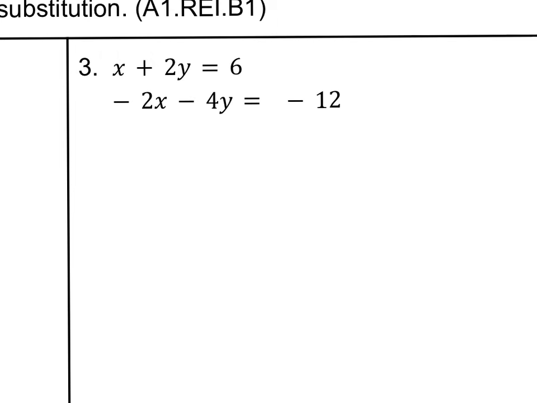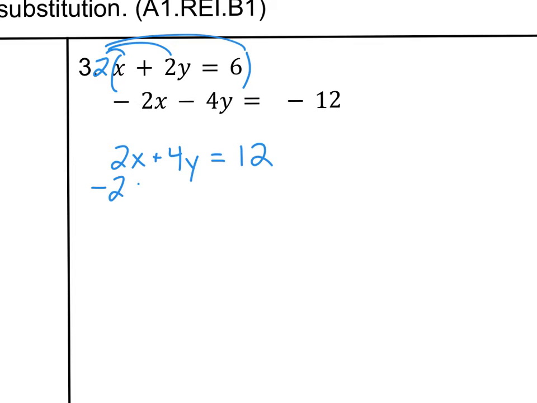If I want them to be opposite, which one should I multiply by, and what should I multiply by? The top by 2. Good, because that's going to give me a positive 2x for my first variable, which is going to cancel with the negative 2x. Okay, so since I'm multiplying, I've got to make sure I multiply to everything. So 2 times x is 2x. 2 times 2y is 4y. And what's 2 times 6? 12. Okay, so that's my new first equation.